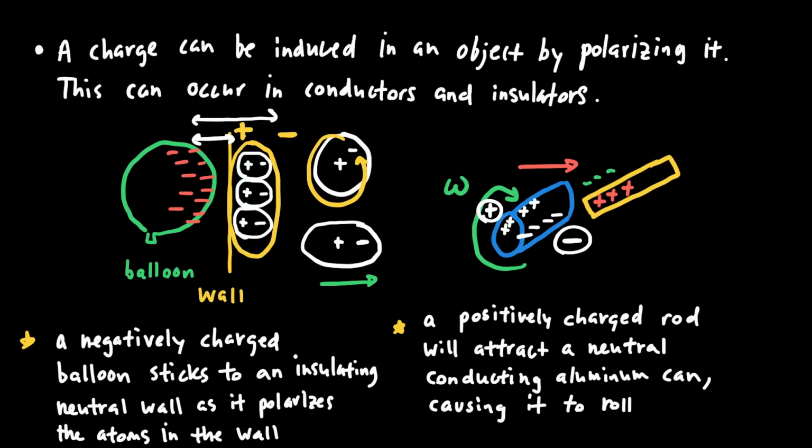And lastly, I want to point out that even while the balloon is sticking to the wall and while the can is rolling towards that rod, neither one of those objects actually has a net charge. And we need to be careful about the phrase net charge. If I counted all of the electrons and protons in the wall and all of the electrons and protons in the aluminum can, in both cases, the net charge of those objects will be zero. They don't have an excess positive or negative charge. All that's happening is the negative and positive charge is being polarized or moved around in order to create an attraction between two objects. So this is the essence of induction and polarization.